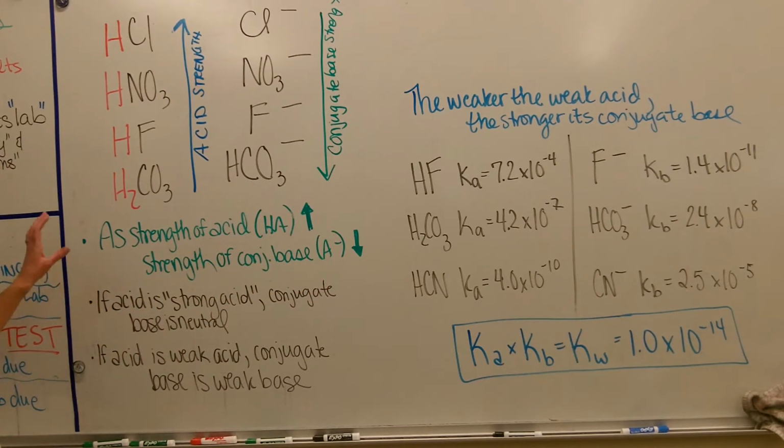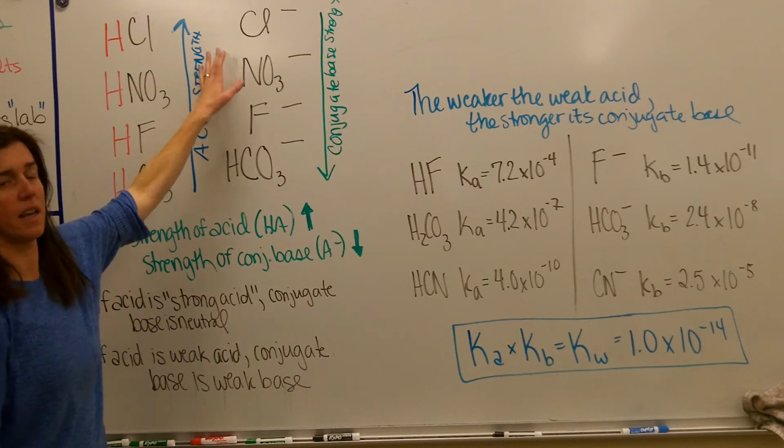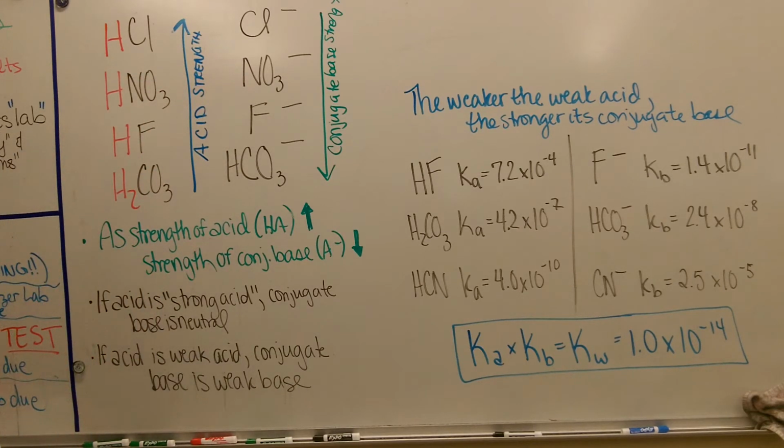If the acid is so strong that it is one of our 7 that we call strong acids, then the conjugate base is so weak that it's essentially neutral. So in the example of HCl, the conjugate base of this strong acid, the chloride ion, is so weak that it is neutral. It will not affect the pH of water.